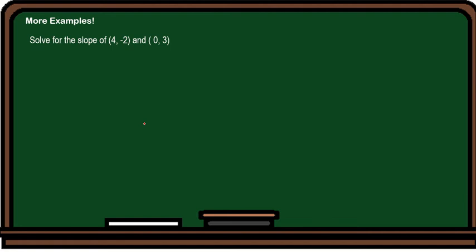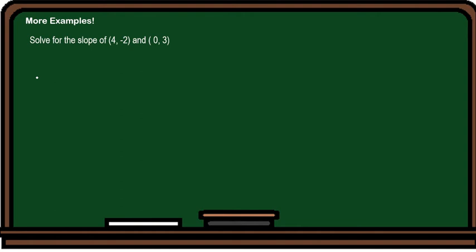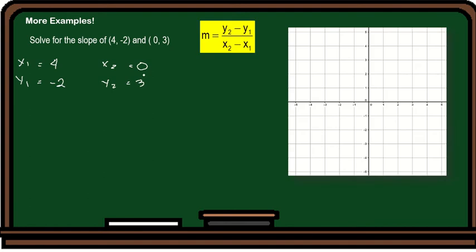So first, we have to identify what will be your x sub 1, y sub 1, x sub 2, and y sub 2. So this is our x sub 1, 4, y sub 1 is negative 2, x sub 2 is 0, and y sub 2 is 3. So we'll graph that one later.